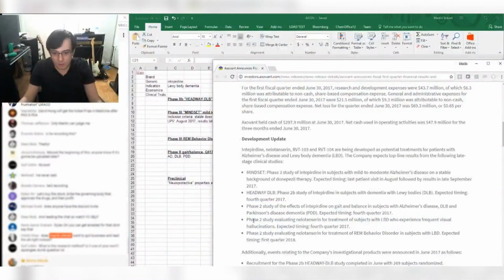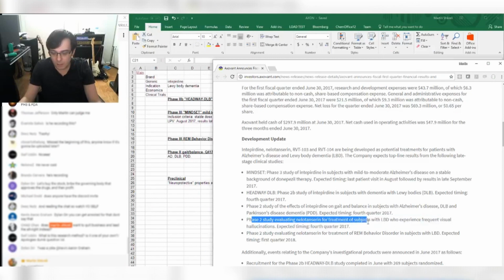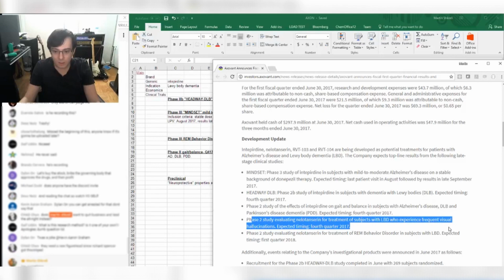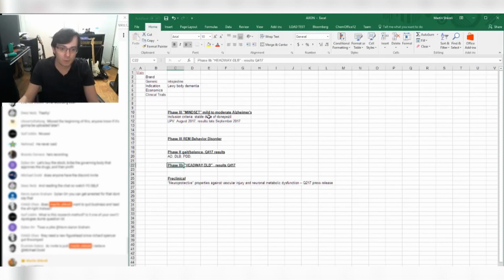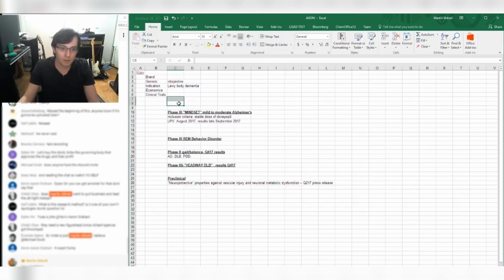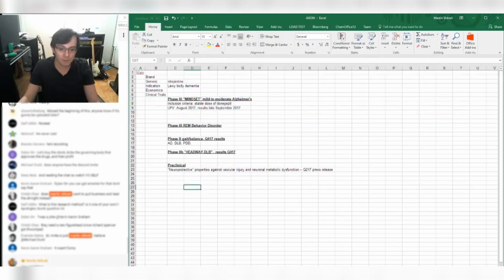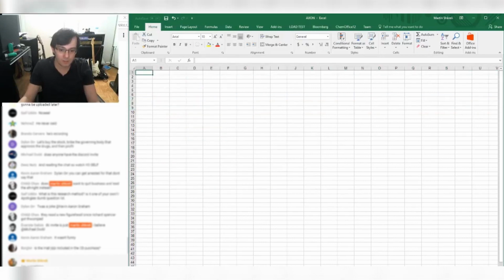All right, phase 2 study evaluating nilotanserin for patients with LBD who experience frequent visual hallucinations. Okay, this is different from Headway. I'm going to move that a little bit lower there. We're going to study Mindset really carefully. In fact, we should make a separate page just for Mindset.